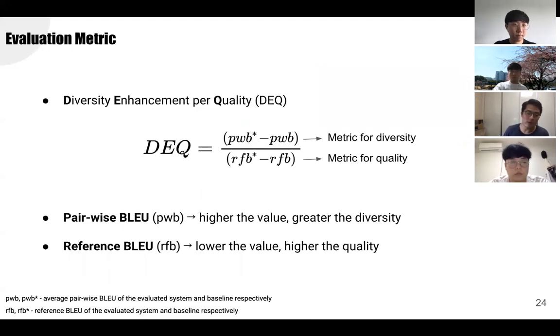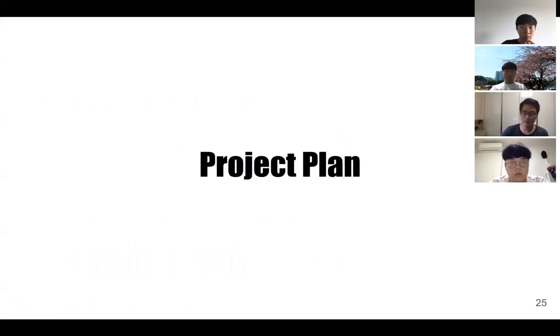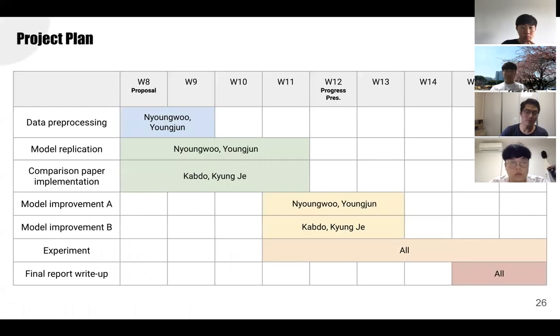For the evaluation metric, we'll be using diversity enhancement per quality, DEQ. We chose this metric because diversity is the major goal of our project and quality is a factor that cannot be compromised. DEQ allows us to take both diversity and quality into consideration. Two factors are involved: pairwise BLEU, which accounts for the diversity, and reference BLEU, which accounts for the quality. And this is the plan for our project.